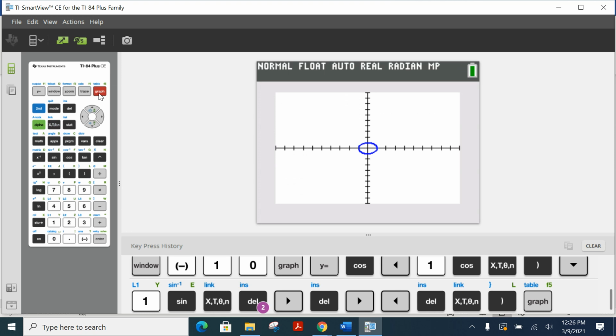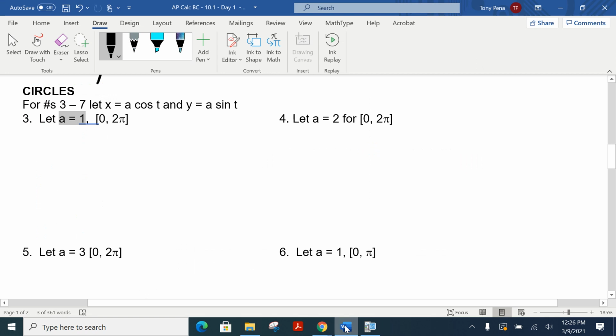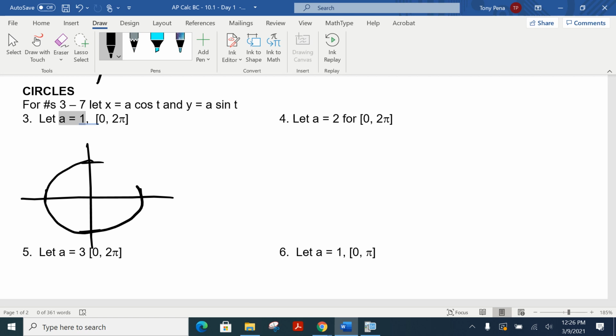Understand it's a rectangular window. It looks more like an ellipse, kind of like an oval, but the radius is definitely 1 all the way around. So it's definitely a circle. Notice how our radius is a 1. So on our notes, sketch that in real quick. We have a circle that's centered at the origin with a radius of 1.